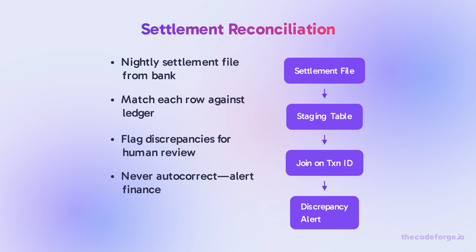Every night, the bank sends a settlement file. Your job is to match each row against your ledger. Automate this matching and flag any mismatch. Never autocorrect. Human approval is cheaper than explaining a loss to the CFO.